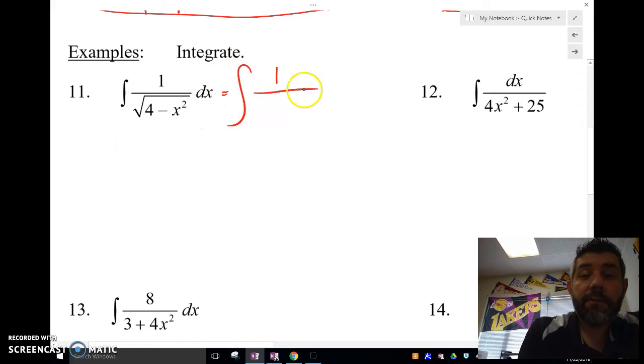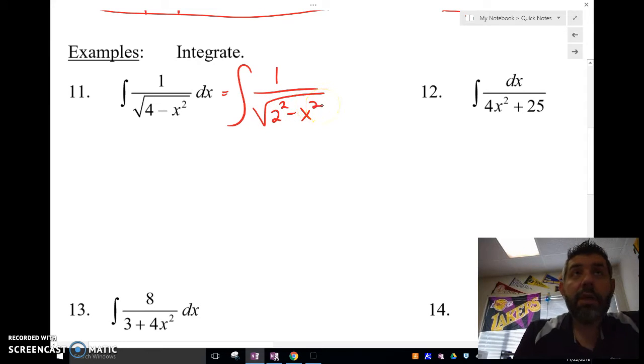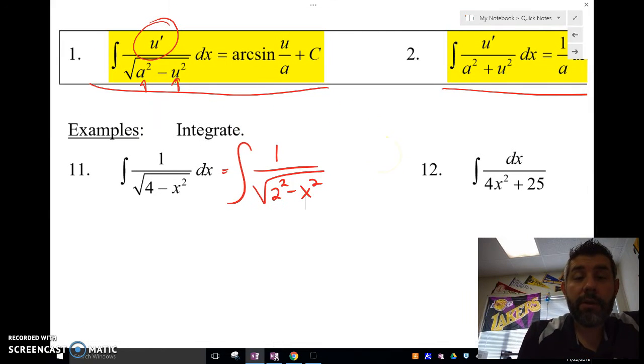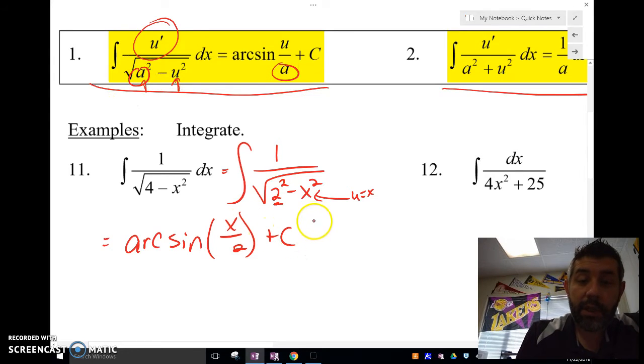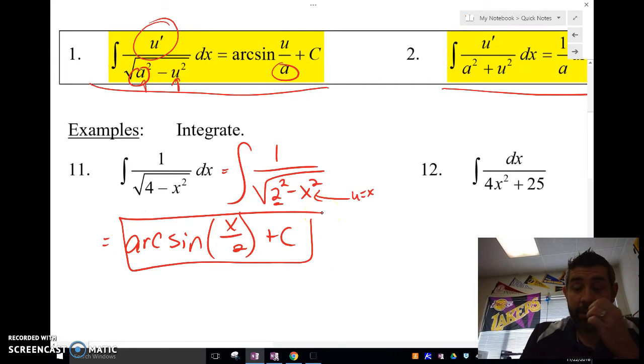Notice that 4 is really 2 squared, right? 2 squared minus x squared. So now we've got it in the form of this right here. So I'm just going to rewrite this now as arc sine of u, which is x. U is equal to x in this case. What is A? A is 2, because 2 is squared, plus c. And that's it.